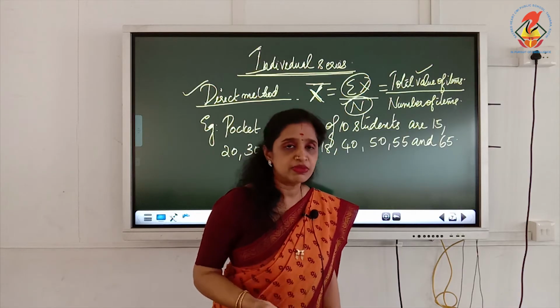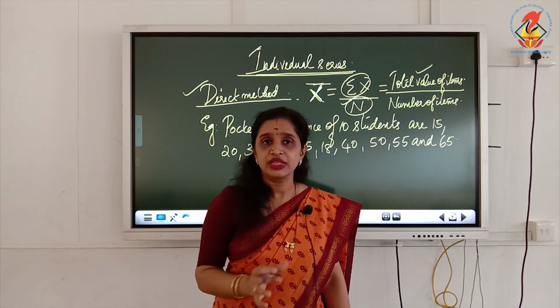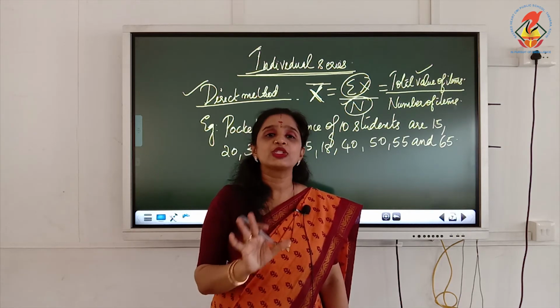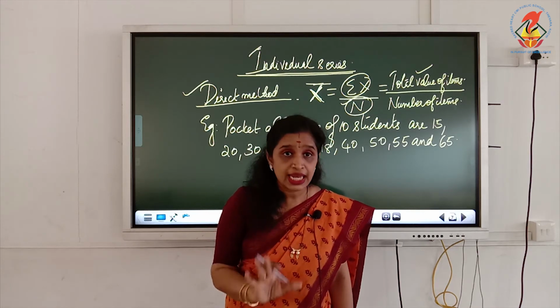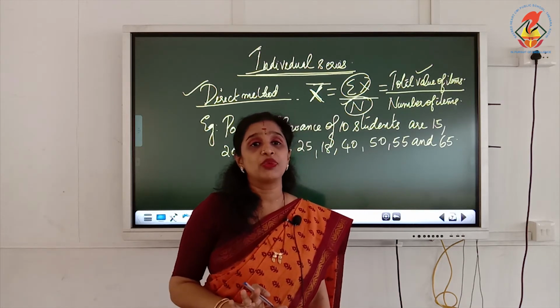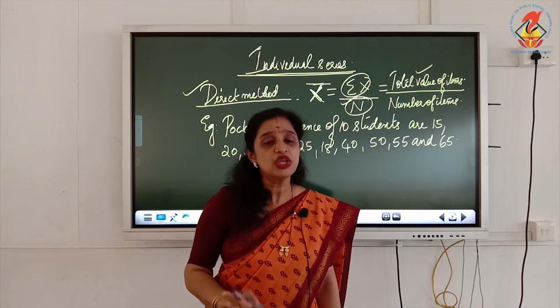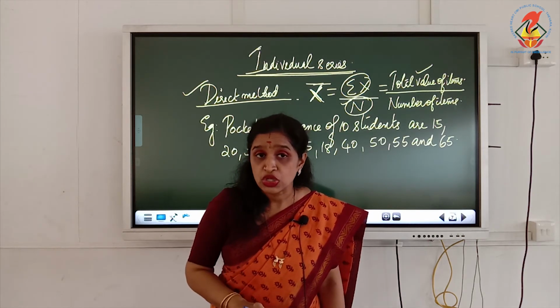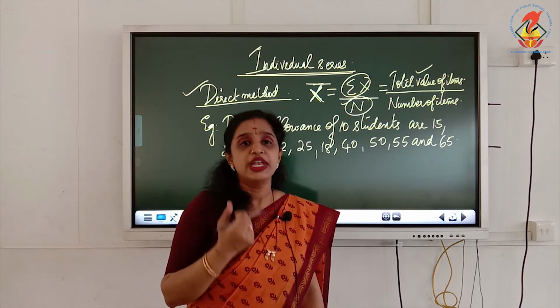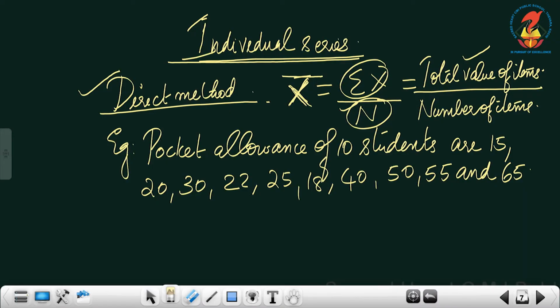How many items are there? I told you here there is no frequency, only x values will be there for individual series. Therefore as per the direct method, x bar is equal to sigma x by n, where sigma means total, sigma x is total of x and n is number of items. So this is the formula, x bar is equal to sigma x by n.